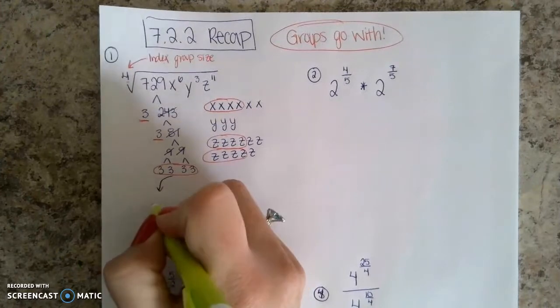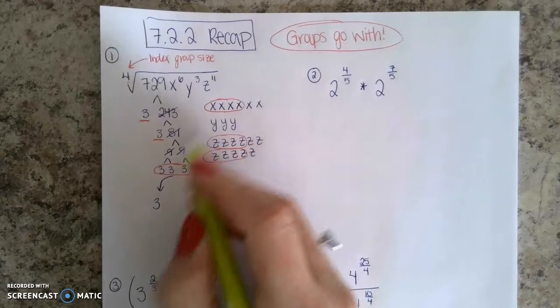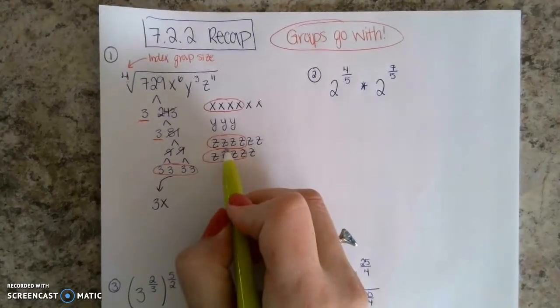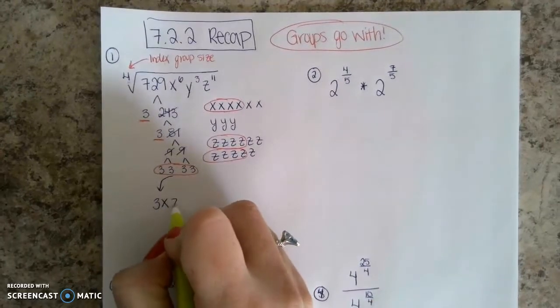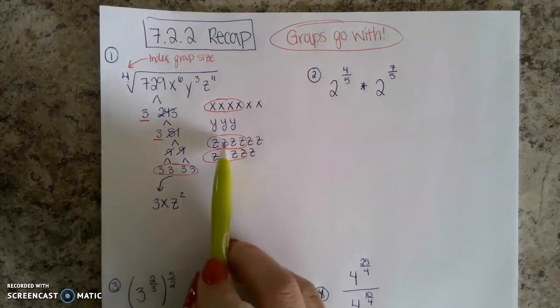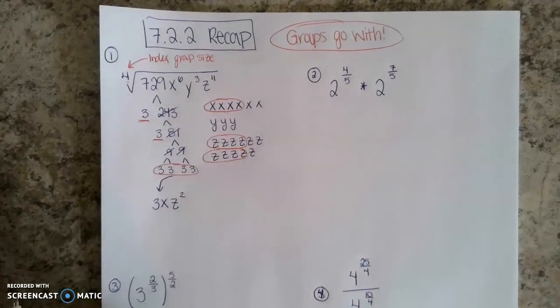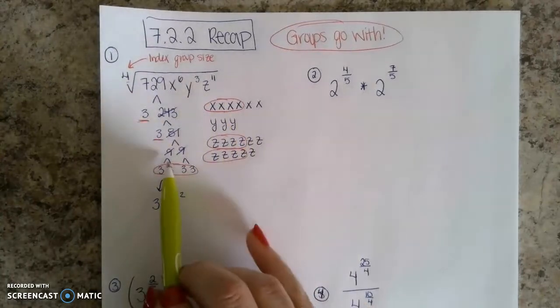So groups go with me. The group of 3 all goes together on the outside with me. Same thing with my x's and my z's. Now I made 2 groups of z, so I'm going to put z squared on the outside. The squared accounts for both of these groups. Nothing else can go on the outside because I don't have any more groups.